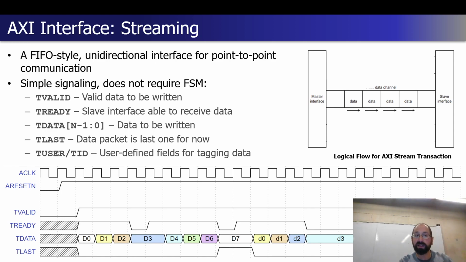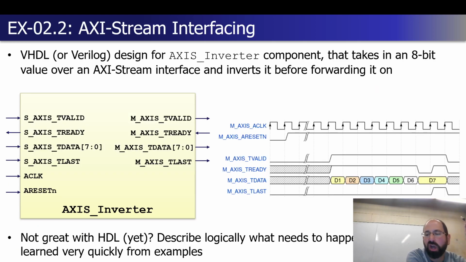But going back to this interface for AXI streaming, it doesn't necessarily require a finite state machine. You're setting valid, you're checking ready, and when you have ready high and valid high, you're sending data. So that could use a state machine, but it doesn't necessarily require one. If we were to build a core, and let's just talk about it rather than actually doing it here, that was a pass-through type of component.